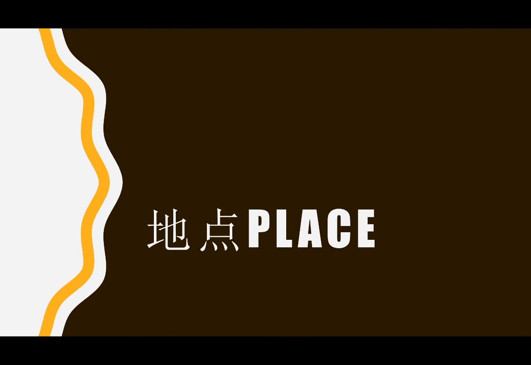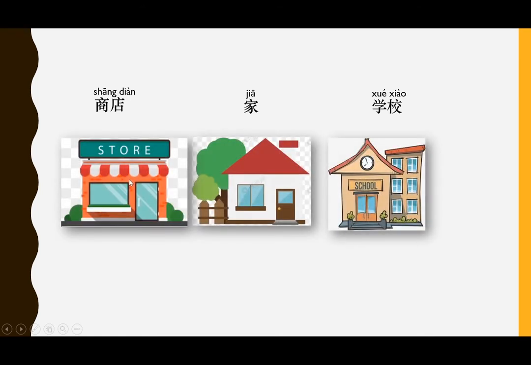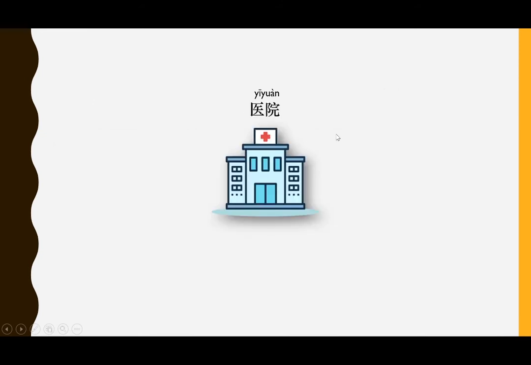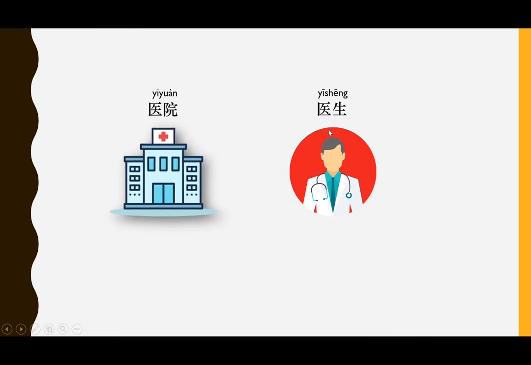Okay, let's come to the second part. 地点, place or location. These are what we have learned before. Let's read them together. 商店, 家, 学校, which means store, home, school. Today, we will learn a new one, 医院, which means hospital. And the people who work in 医院 are doctors, 医生.